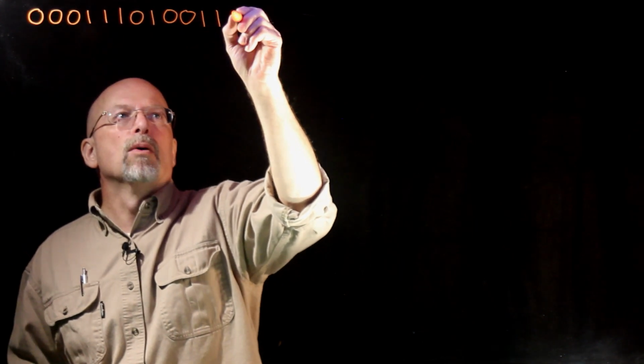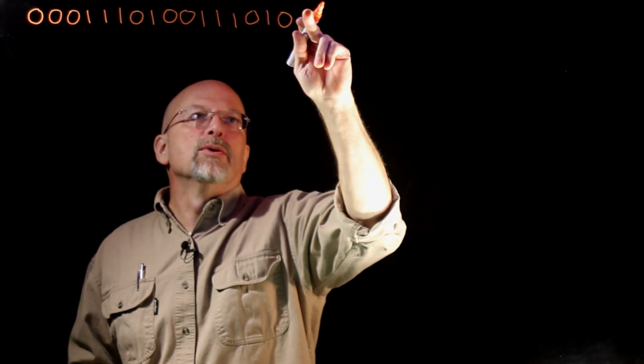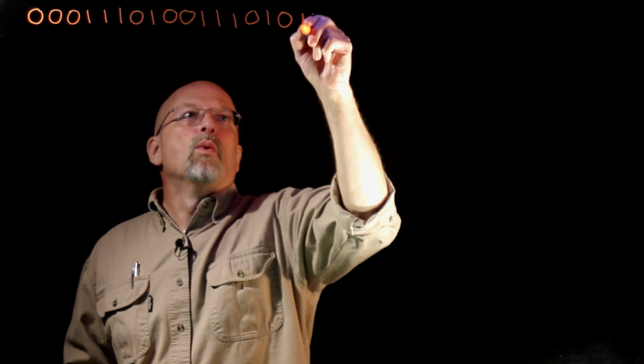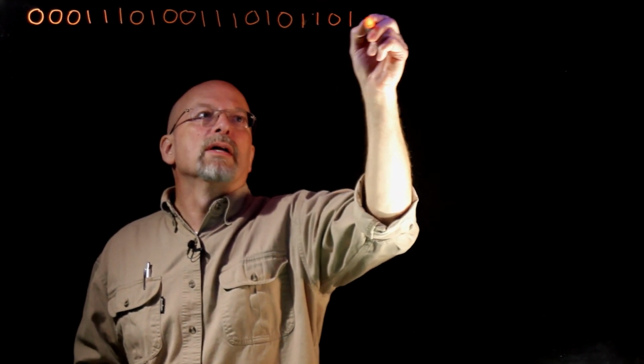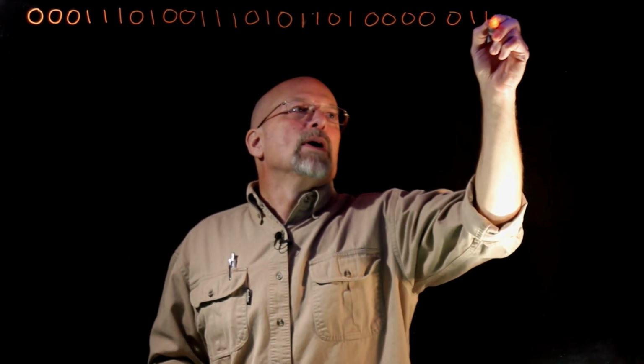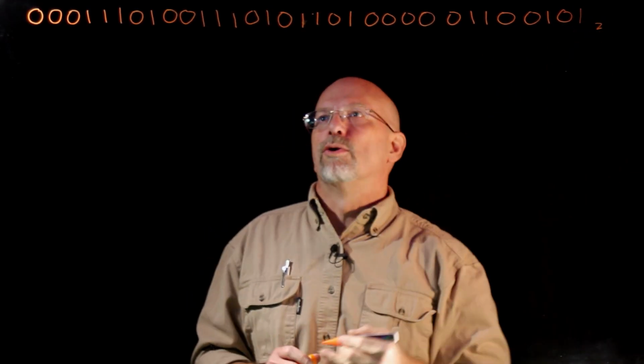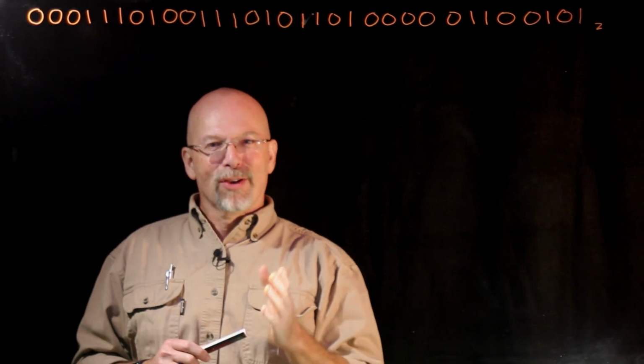Now, let's go ahead and come up with a 32-bit value. We'll just have 0, 0, 0, 1, 1, 1, 0, 1, 0, 0, 1, 1, 1, 0, 1, 0. How about we do 1, 1, 0, 1, 0, 0, 0, 0, 0, 1, 1, 0, 0, 1, 0, 1. And this is going to be a base 2 value. Now, I'll give you all a moment to copy that down.